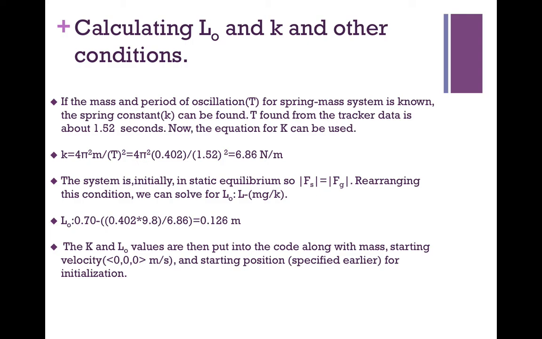The system is initially in static equilibrium since the mass is at a velocity of 0 and it's not changing. So the absolute value of the force of the spring is going to be equal to the absolute value of the force of gravity. Rearranging this, we can solve for L naught. And of course, L naught is the relaxed length. We found that to be 0.126 meters. K and L naught are put into the code along with the mass, the starting velocity, which is 0 because of the static equilibrium, of course, and the starting position.